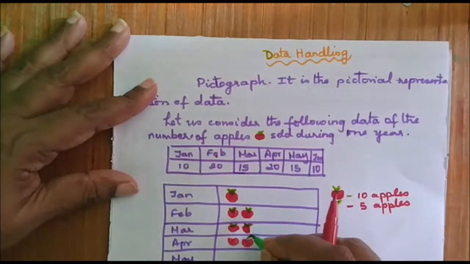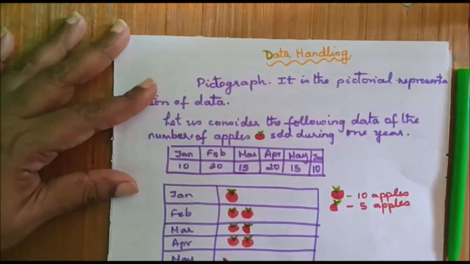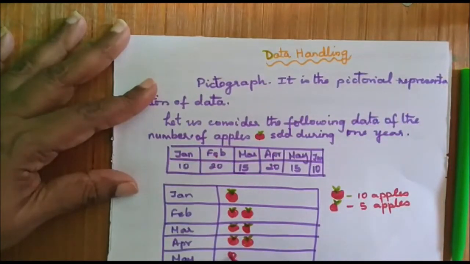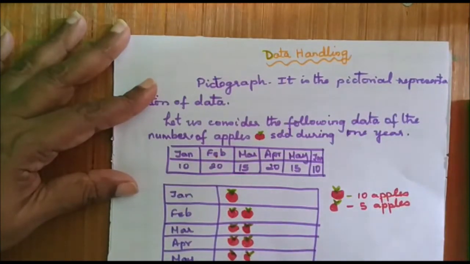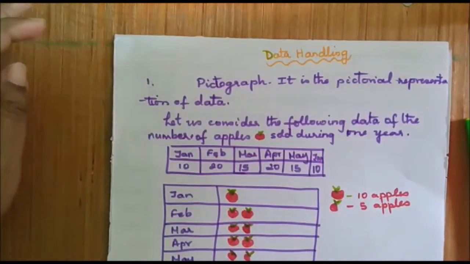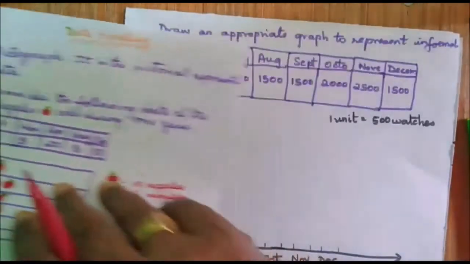In the month of May, how many apples can I draw? I have to draw one and a half apples, because it is 15. 15 means 10 plus 5. So it is 15 apples. And in June the number of apples is 10, so I represent it by one apple. So this is how we make pictorial representations of data. I hope all of you understood this.